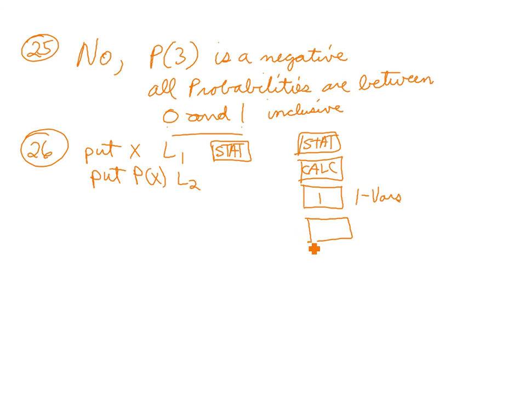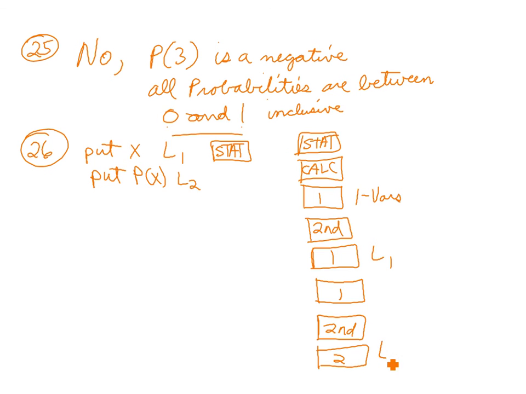Then you hit second, that'll take you back to your regular screen. You hit second, and you hit the number 1, which pulls up L1. Then you hit a comma, then you hit second again, then you hit the number 2, which pulls up L2. Once you have L1 and L2 both up there, all you gotta do is hit enter, and it's gonna figure everything out for you.